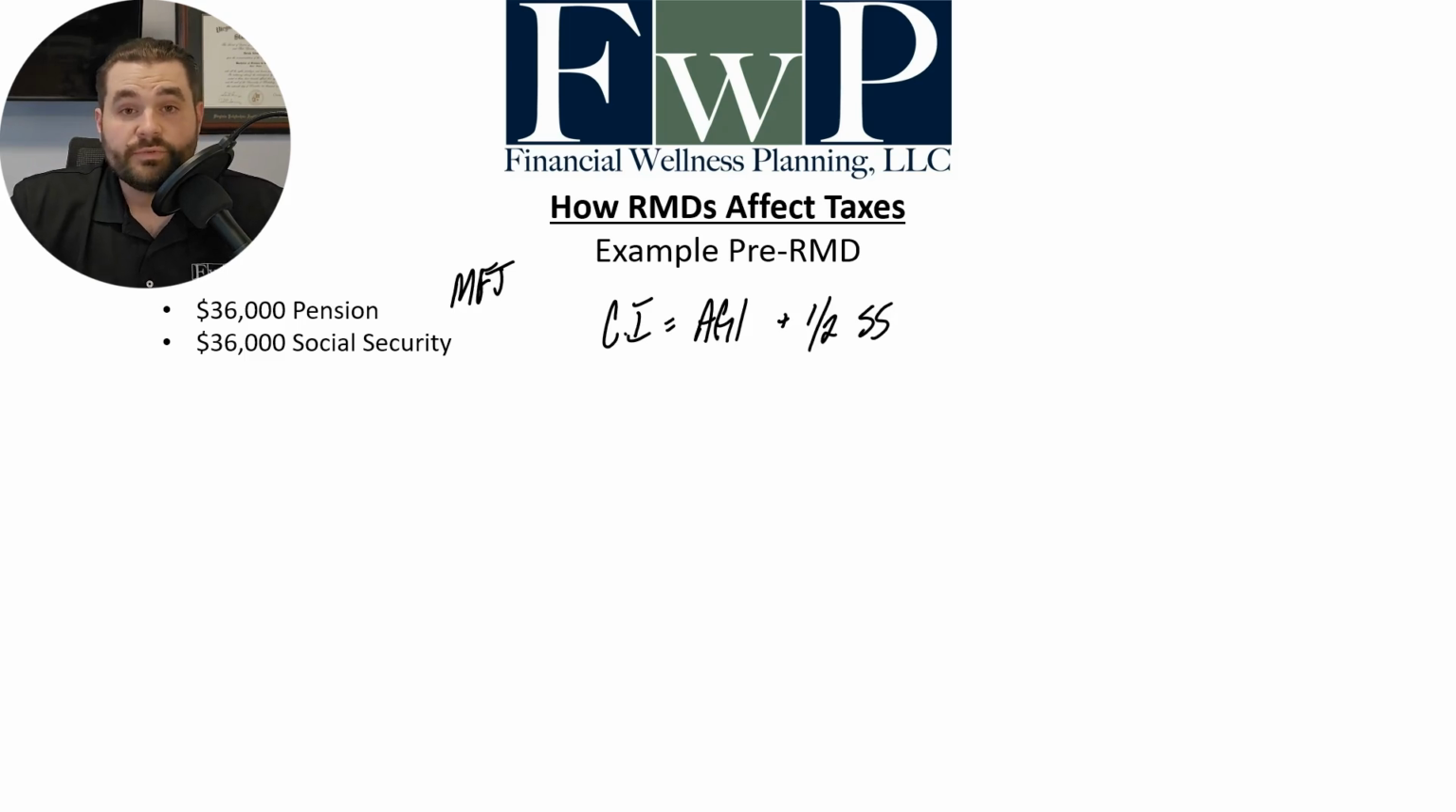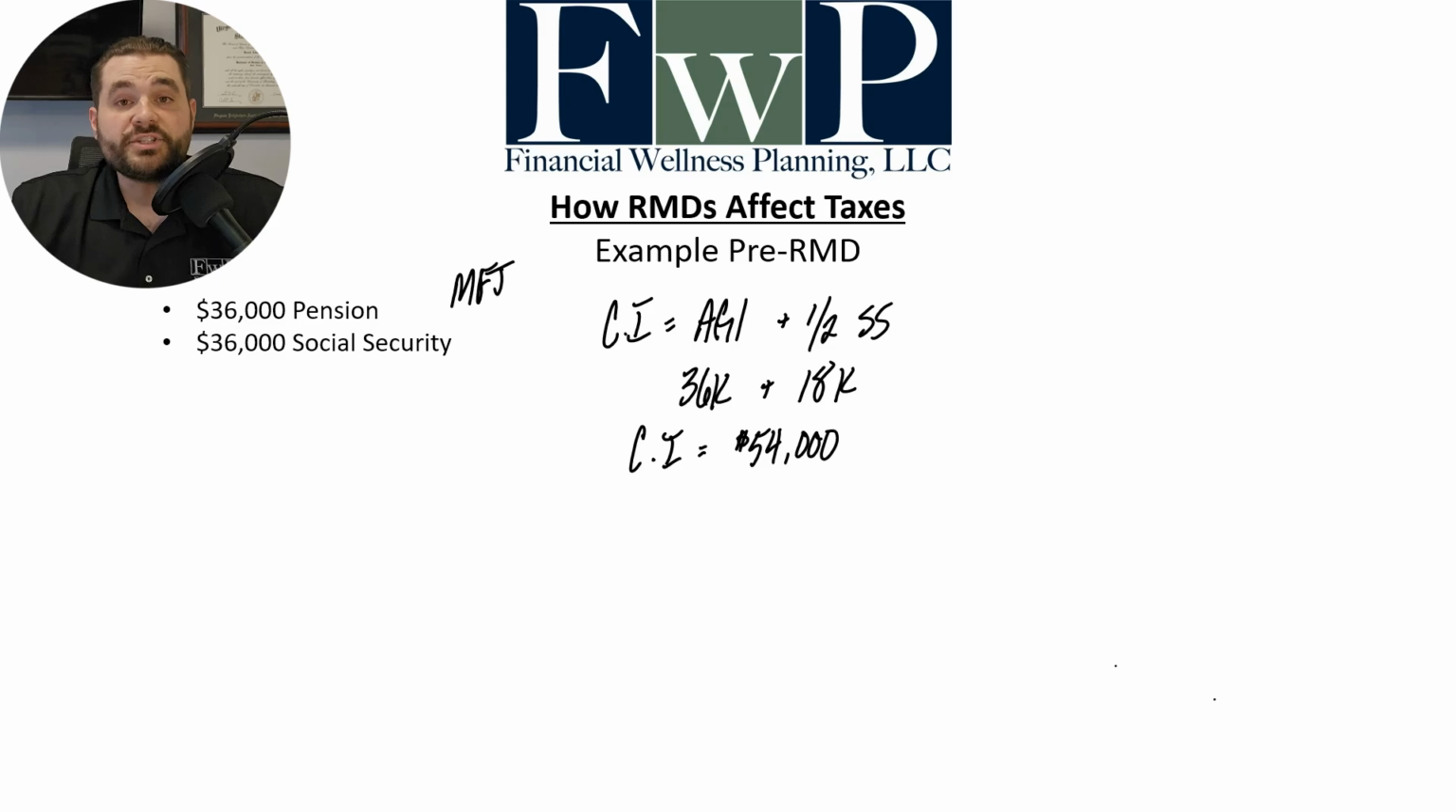For this couple, their AGI is the $36,000 that they receive from their pension. We're going to add to that $18,000, or 1/2 of their Social Security benefit. What this equates to is a combined income of $54,000. To determine how much of their Social Security benefit could be subject to income taxes, we have to compare their combined income to certain thresholds.